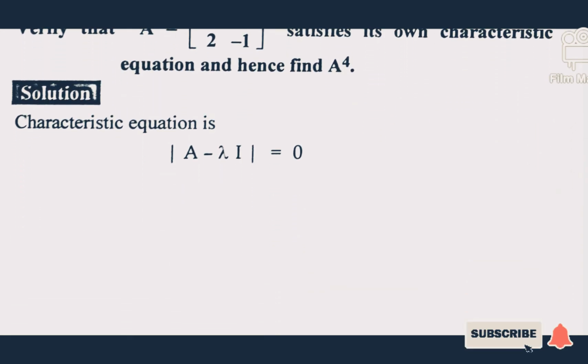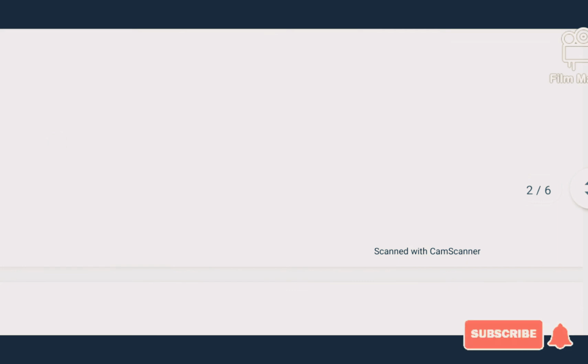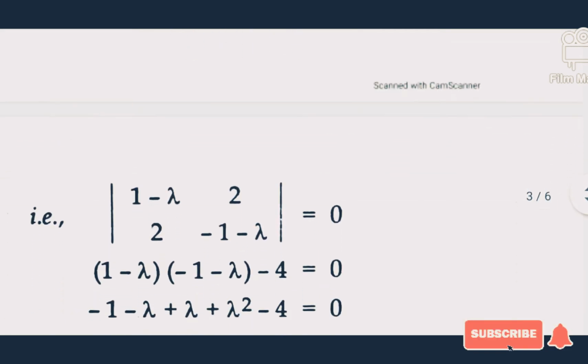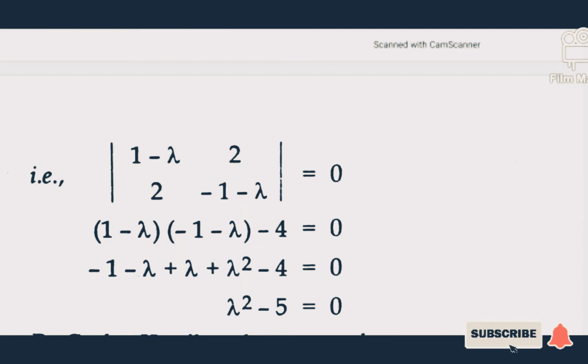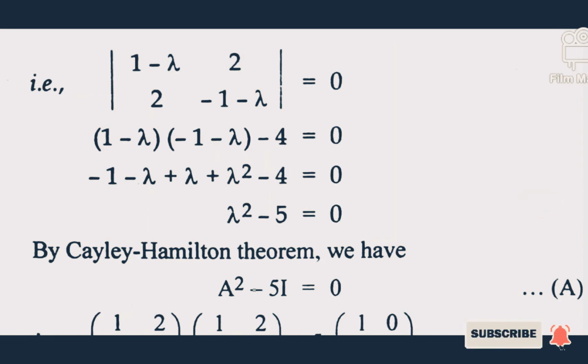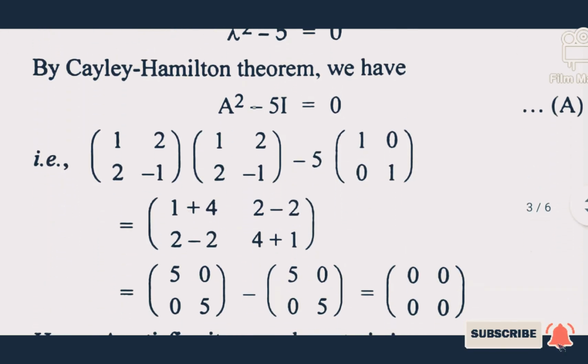For every matrix we can find a characteristic equation. So the characteristic equation is mod A minus lambda I equal to 0. That is nothing but, in the given matrix, the leading diagonal elements we have to subtract by lambda, then expand that. So we get the characteristic equation as lambda square minus 5 equal to 0. To use the Cayley-Hamilton theorem, instead of lambda we replace lambda by A. So A square minus 5I equal to 0. We have to verify that A square minus 5I equal to 0. If it is equal to 0, we can say that the given matrix satisfies the Cayley-Hamilton theorem.